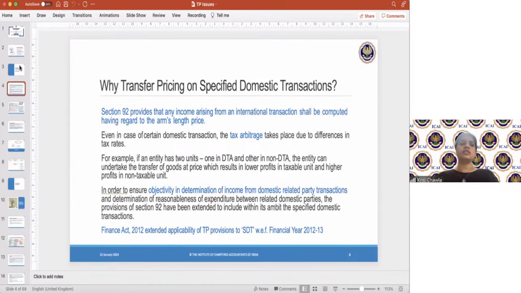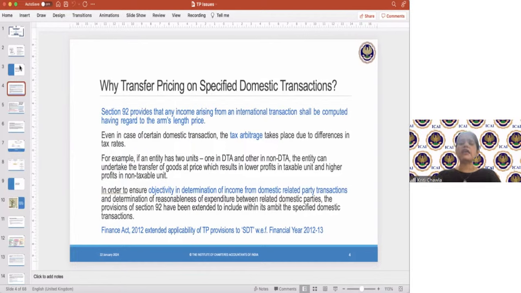So if you remember, we've been discussing all this while that there's section 92, and it says that if there's an international transaction, then you'll have to make sure that that international transaction is happening at something called arm's length price. So if you go back to the first lecture, we were discussing this case study of India and Singapore, and how profits were shifted from India to Singapore. That is because India was a high tax jurisdiction and Singapore was a low tax jurisdiction. So essentially, there was shifting of profits from a high tax jurisdiction to a low tax jurisdiction, so that if you look at the profits of the group as a whole, the tax is kept at the minimum.